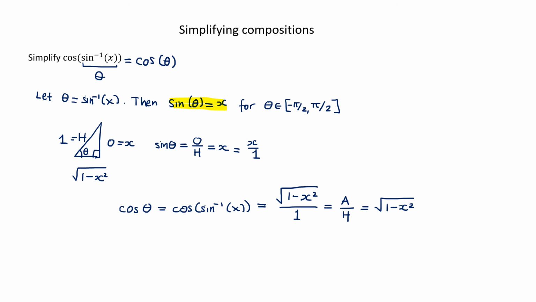Notice that cosine of theta, if theta is between negative pi over 2 and pi over 2, has positive outputs, which we see in our answer here: all of these outputs are going to be non-negative.